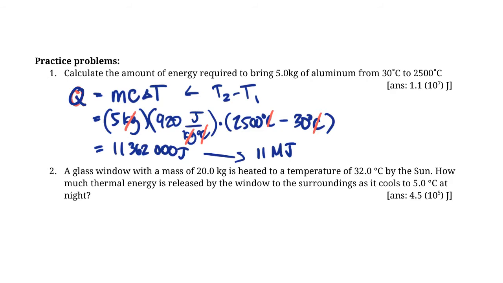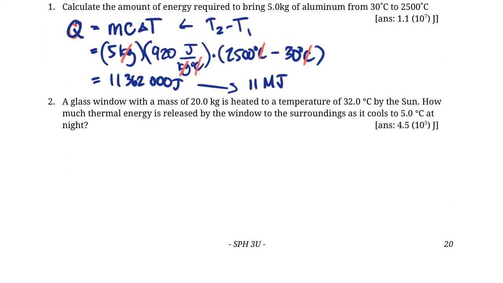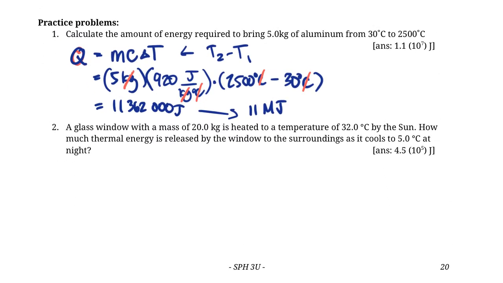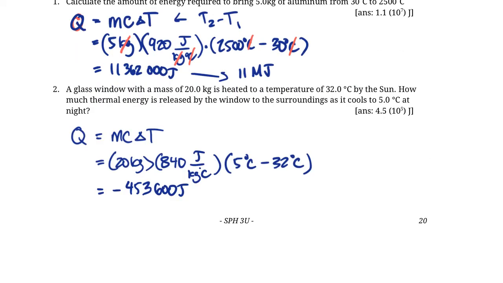So try the next question yourself. See if you can figure out the answer. Pause the video here, try it yourself, unpause to see the solution. If you do this, you're going to get an answer of negative 453,600 joules, or rounded about negative 450 kilojoules worth of energy is released.